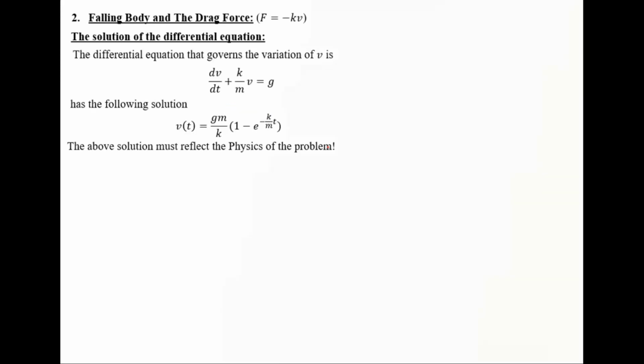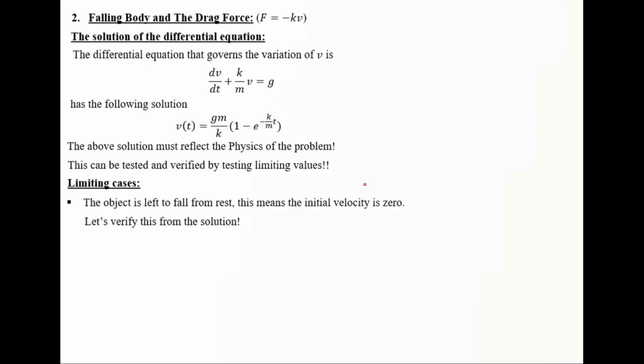Now, how can we make sure that this is the correct solution of the given differential equation? The above solution must reflect the physics of the problem. This can be tested and verified by testing limiting values. So what are the limiting cases that we're talking about? We know that initially the velocity has a zero value, and it's gonna reach a terminal velocity which is considered to be constant because, as we said previously, the forces are balanced.